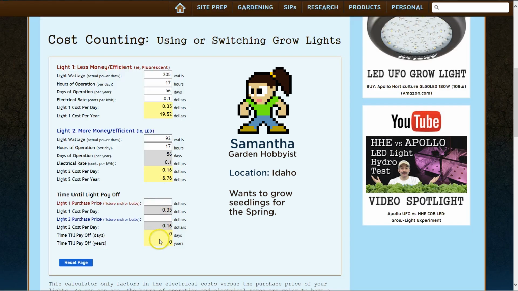In this third section, Samantha plugs in the cost for buying some new fluorescent bulbs. And the next price is for the more expensive but more efficient LEDs. And there it is. To recoup her investment, it would take over 24 years of just growing seedlings for the spring. Now the warranty, well, these are good for 5 years, but the payoff period far exceeds that warranty. Now, we do have one more example.